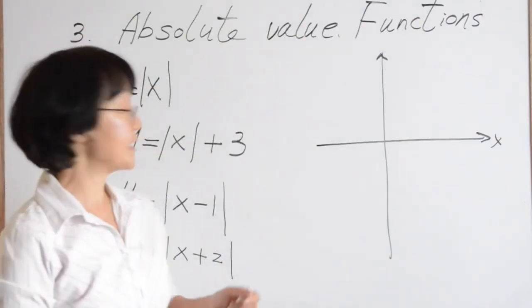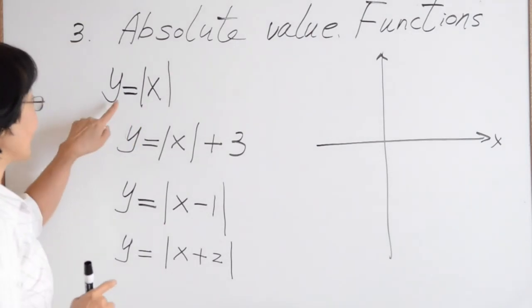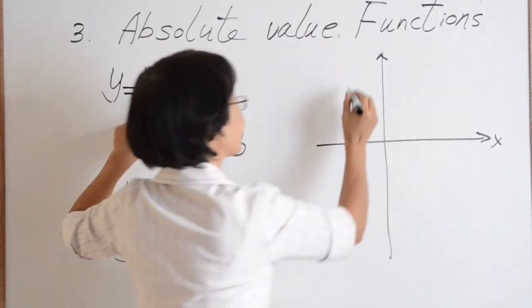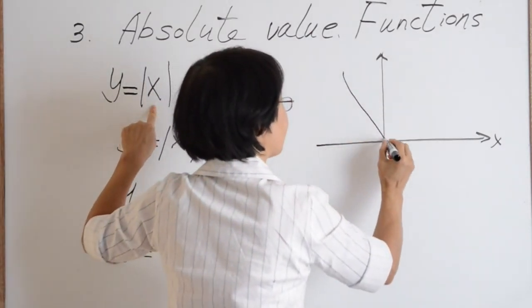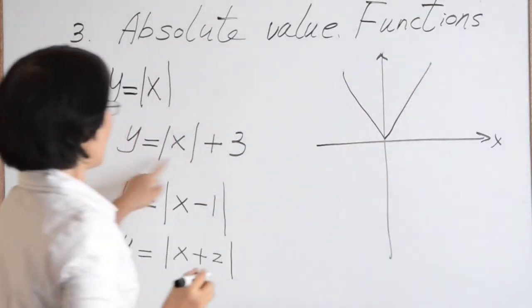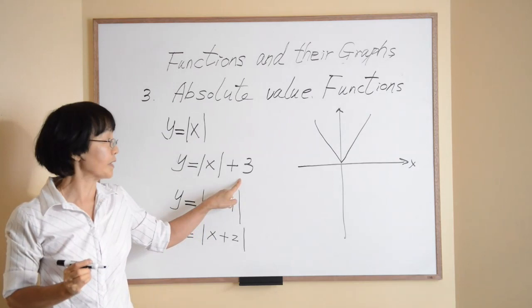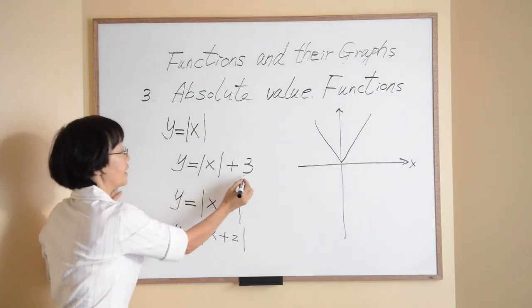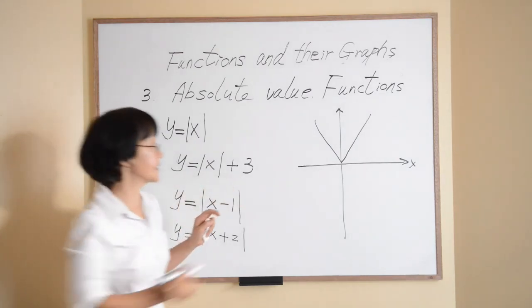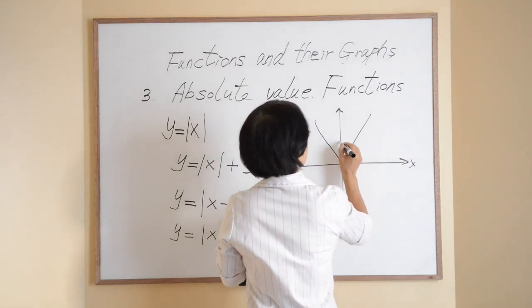Okay, I have more examples here. Now, you know y equal to absolute value of x looks like this. Y equal to absolute value of x plus 3. By now, probably you have a pretty good idea what it looks like. It means vertically move up 3 units. So 1, 2, 3.